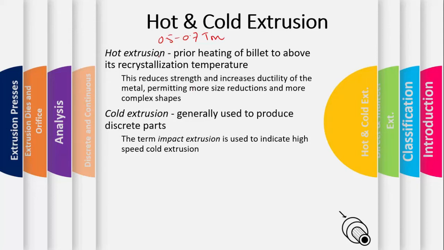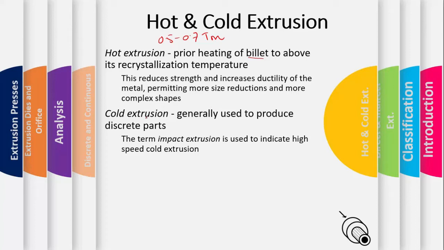So prior to the extrusion process, we heat the billet above its recrystallization temperature. So this is the above the recrystallization temperature range. So what is the purpose of performing the hot extrusion? We can reduce the strength, increase the ductility of the material, we can cause a significant plastic deformation and shape change, and we can reduce the size. Obviously when we have softened the material, we can cause a significant shape change.